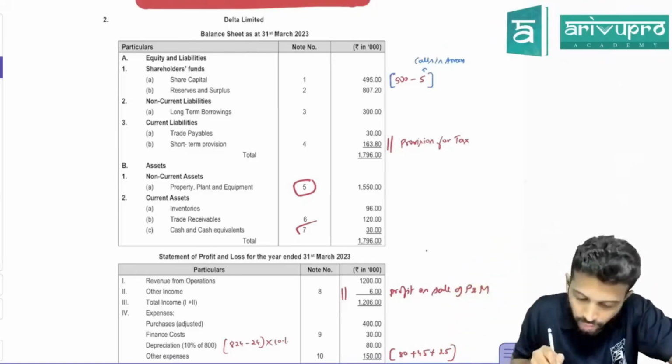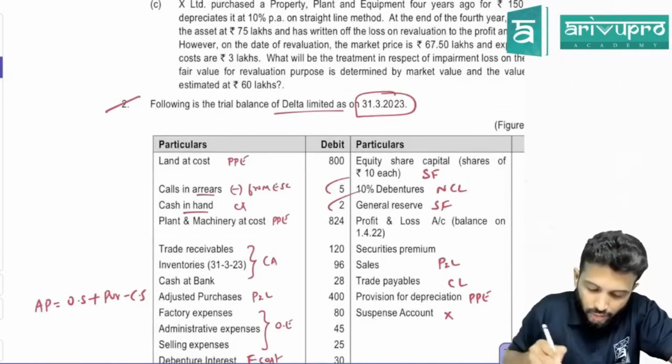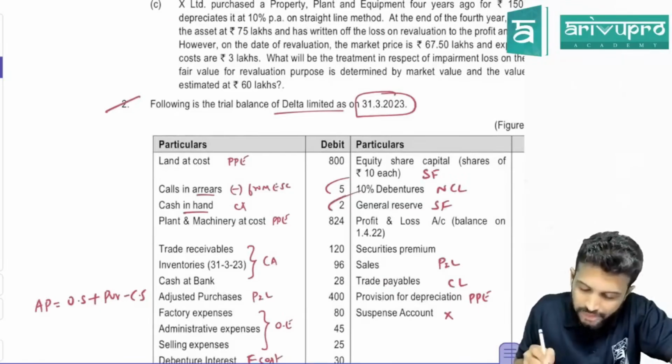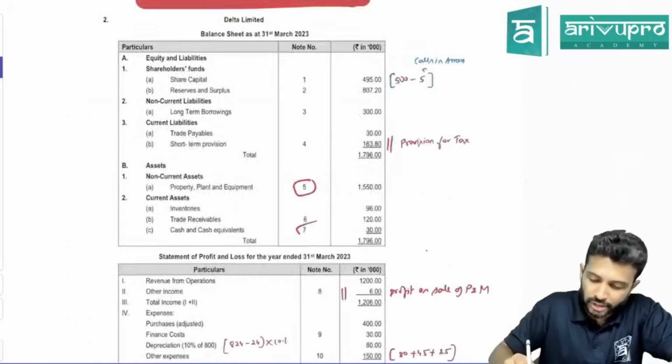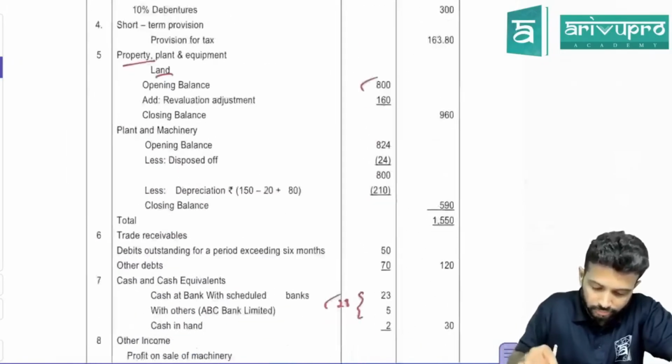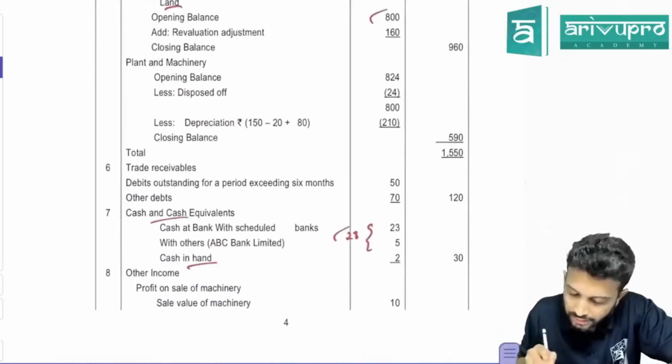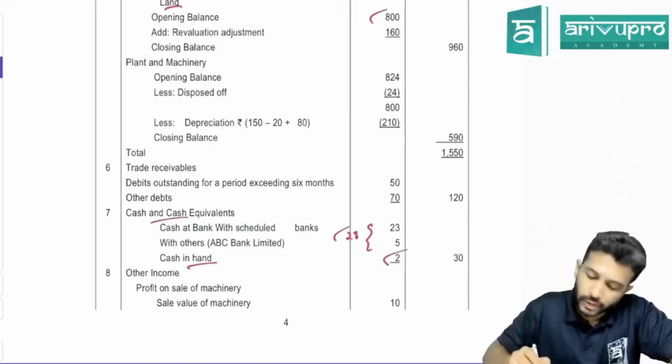So for now, what have you got? You only have got cash in hand. How much is cash in hand? 2. So check, have they shown that in the cash in hand working note? In this cash and cash equivalents, cash in hand, they've shown 2. Comfortable? Okay, come to the next one.